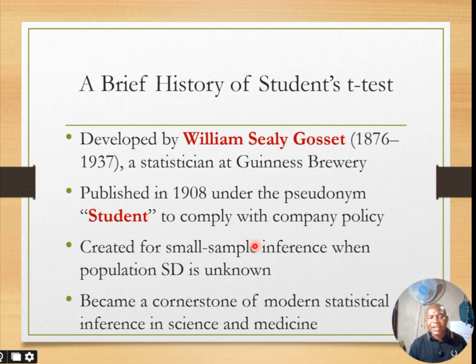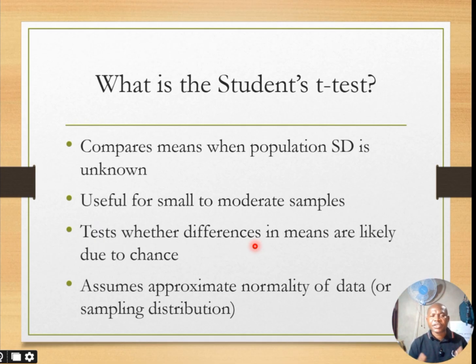Now, again, the student t-test is more appropriate for small sample inference, and when the population variance, or call it the standard deviation, is actually not known. Over time, it became a cornerstone in modern statistical inference, both in the sciences and also in medicine. So in a nutshell, what is the student t-test? The student t-test is the statistical tool we use to compare means when our population standard deviation, or the population variance, is unknown, and also when our sample size is small.